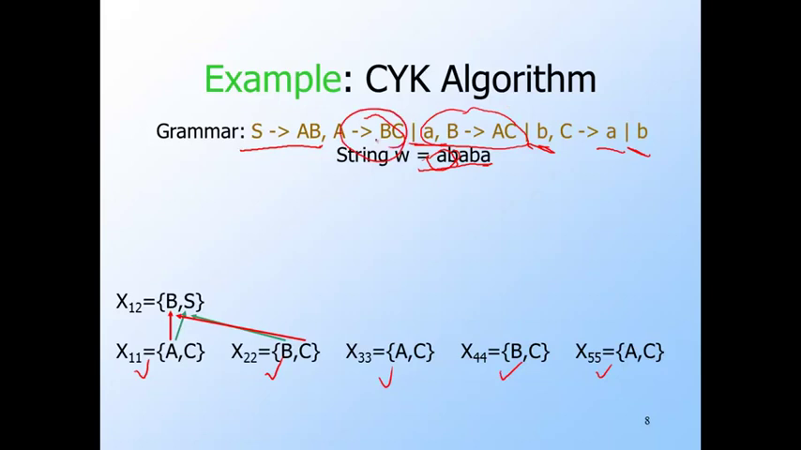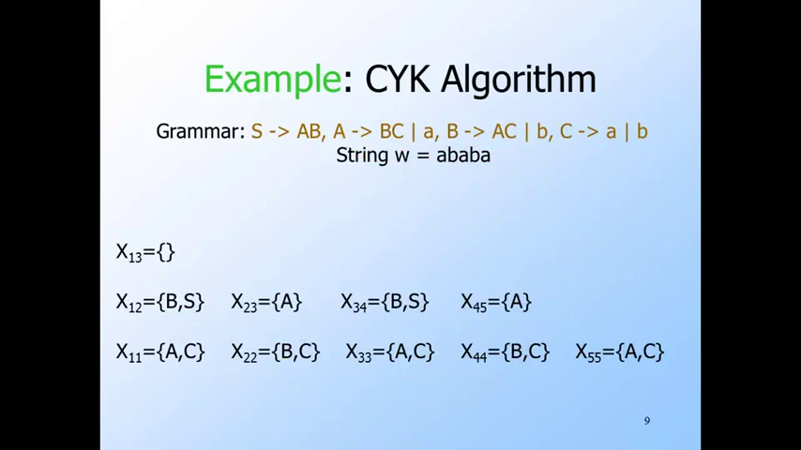That's this. In order for A to be in x12, we would need to find B in x11 and C in x22. The latter holds, but B is not in x11. Here are the other three sets for the row corresponding to the substrings of length 2. We'll leave it to you to verify that those are correct.